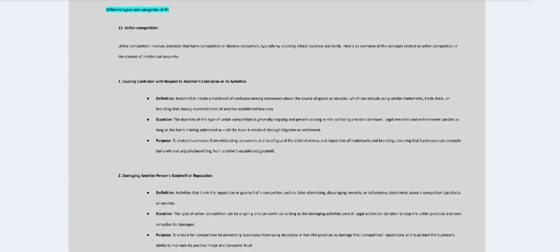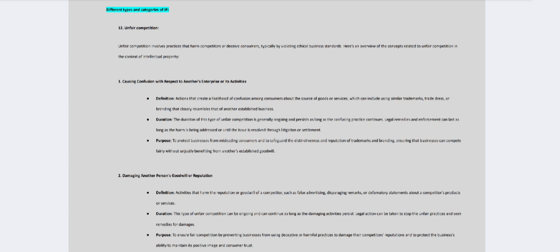Unfair competition. Unfair competition involves practices that harm competitors and deceive consumers, typically by violating ethical business standards. First, causing confusion with respect to another enterprise or its activities. Definition: actions that create likelihood of confusion among consumers about the source of goods or services, which can include using similar trademarks, trade dress or branding.